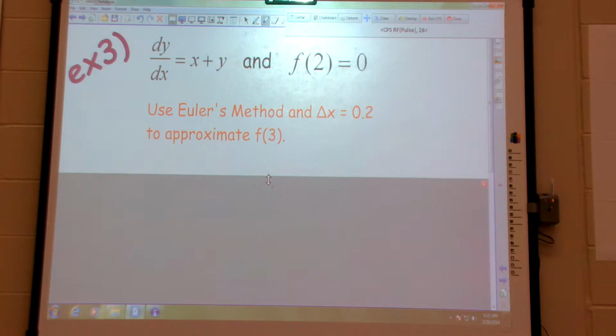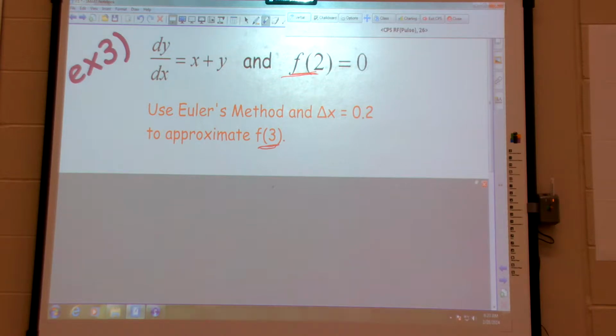So, we're given f of 2. I want to know what f of 3 is. I have no clue what the curve is. I don't know if it's increasing or decreasing, but I know at 2, it's 0. I want to find what 3 is. Can I take the antiderivative of that? No, because x and y are both in it, and y is a function, correct?